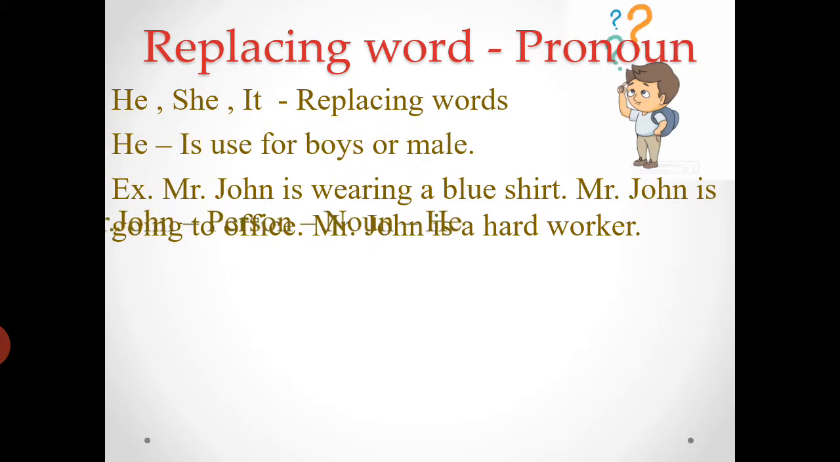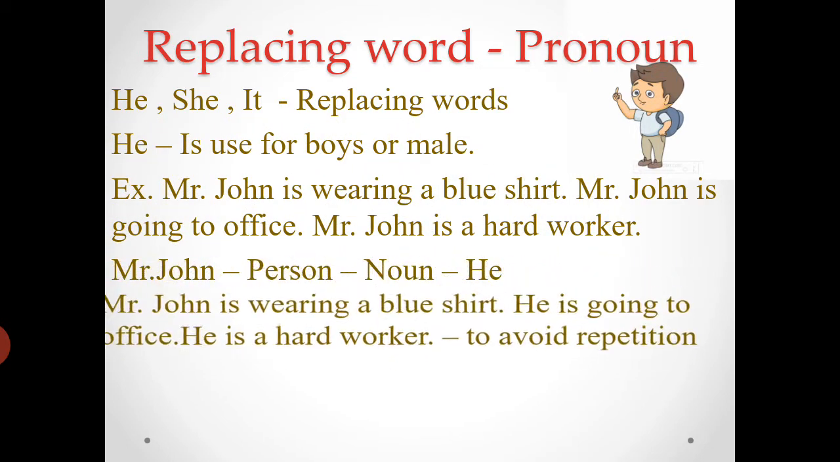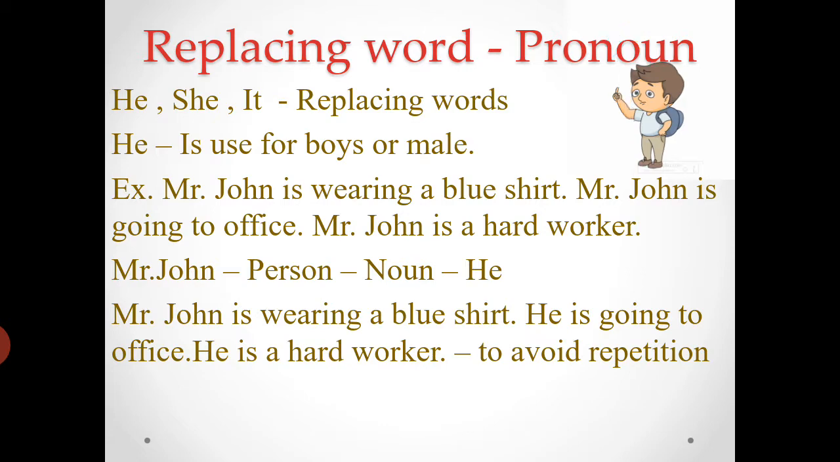Like this, I am reading. Mr. John is a person, a noun. He is a male person, so we have to use he. I am reading the sentence again. How can we use he? Use of he. Mr. John is wearing a blue shirt. He is going to office. He is a hard worker.